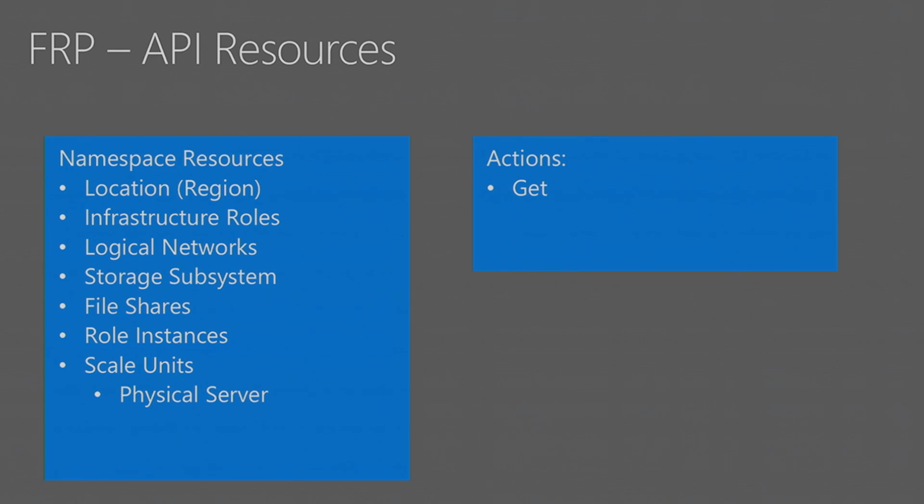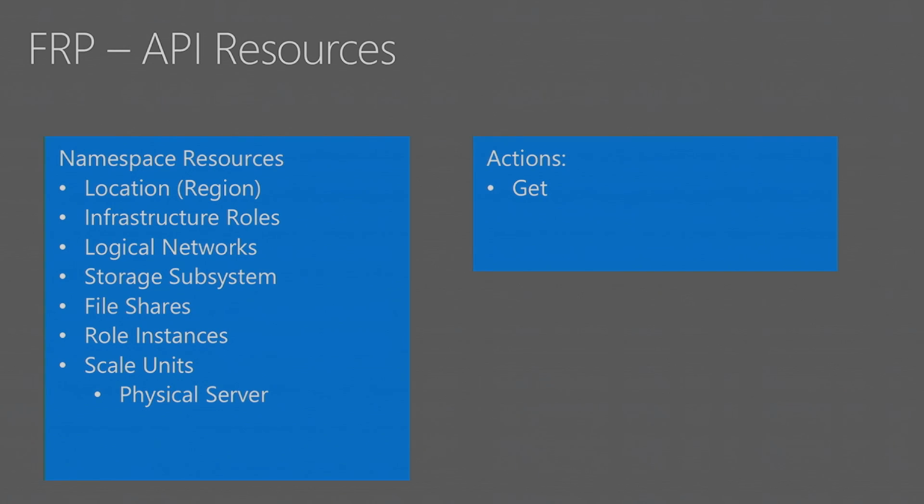Again, common across all the 3 RPs, everybody will give you a location. A location is a region. So as we talked about Azure Stack, what you already know is we're going to support multiple regions. Azure Stack will support multiple regions. It's going to represent infrastructure roles, logical networks, storage subsystems, file shares, role instances, scale units, and as a nested object of scale units, physical servers. This is a sneak peek. This is where we are with Technical Preview 2.